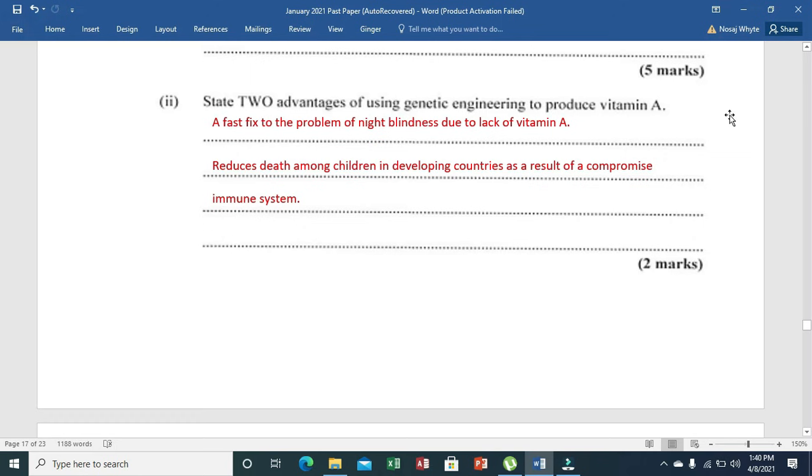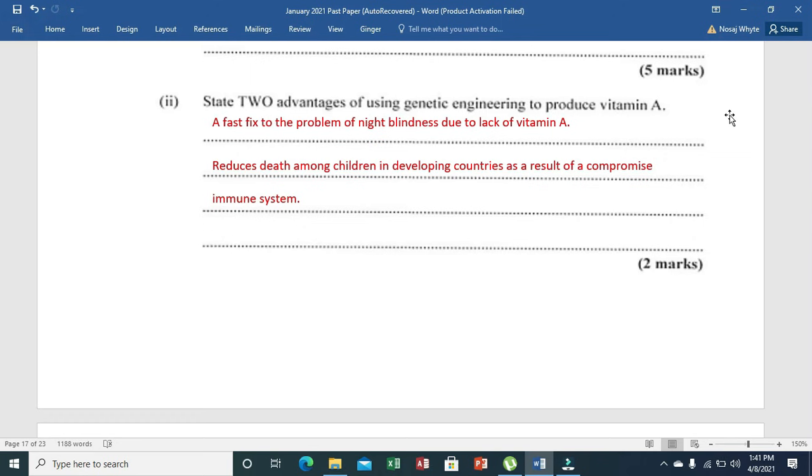State 2 advantages of using genetic engineering to produce vitamin A. Vitamin A, we spoke about golden rice. Now, one of the things in producing this vitamin A for golden rice, as you would have seen in the precursor to the question, is that it is in an area where there is a lack of fruits and vegetables. So there is a limited supply of food content with vitamin A.